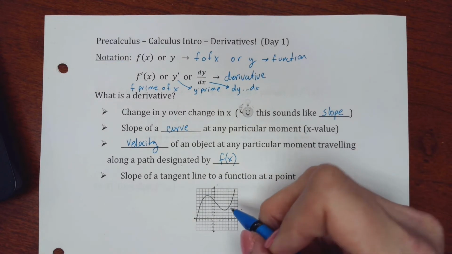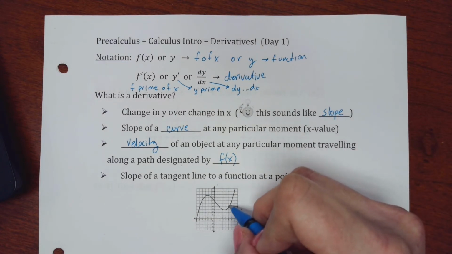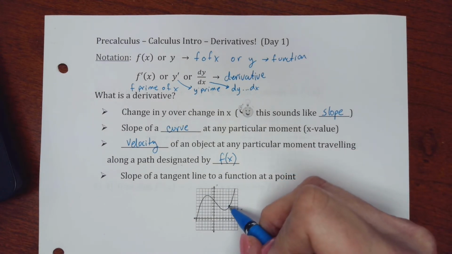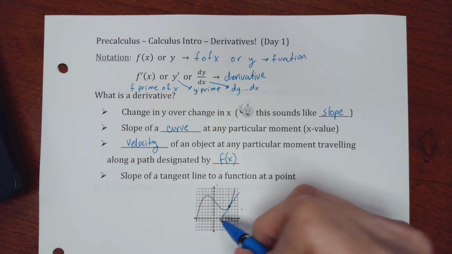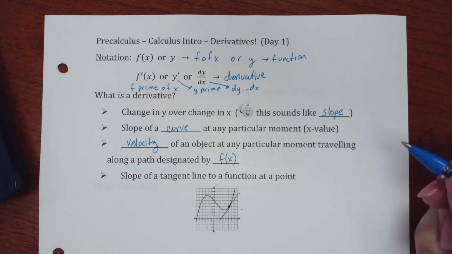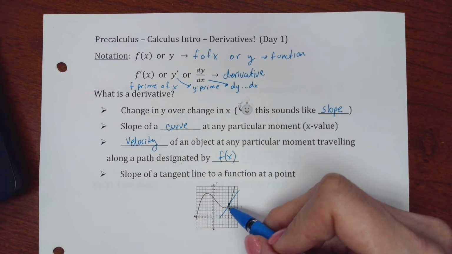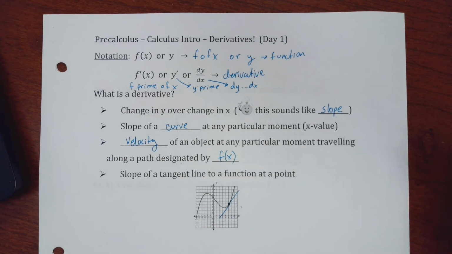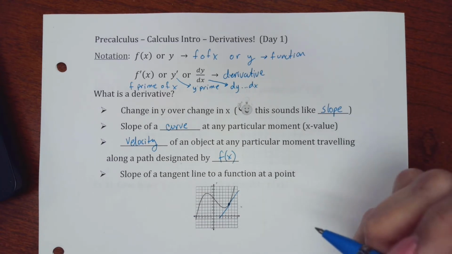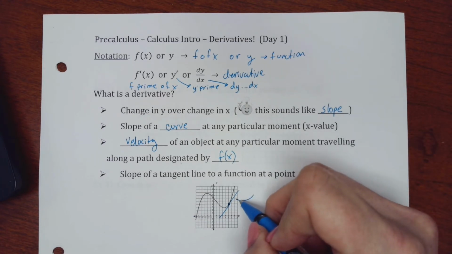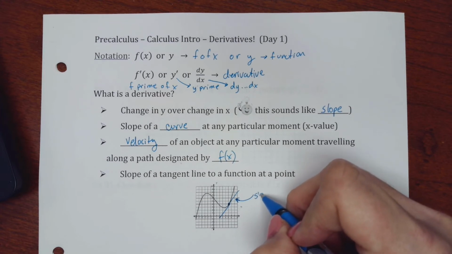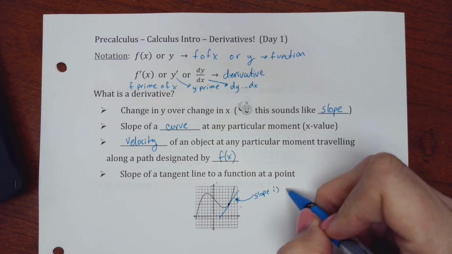So let's say we pick a point like this guy right there. So if I draw the slope of the tangent line, that's considered to be the derivative at that moment. It's the velocity of an object at that second. It is the slope of the curve, the slope of the tangent line. It is the derivative. So the slope of this tangent line is the derivative.